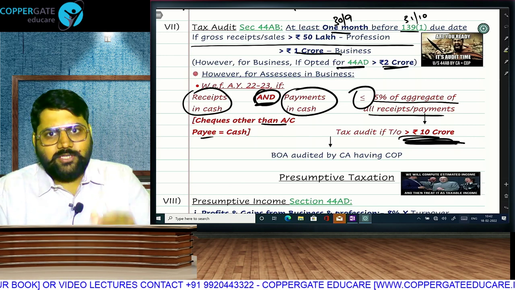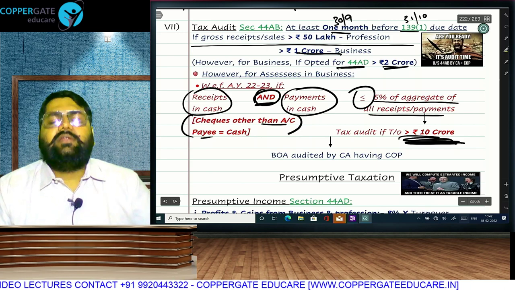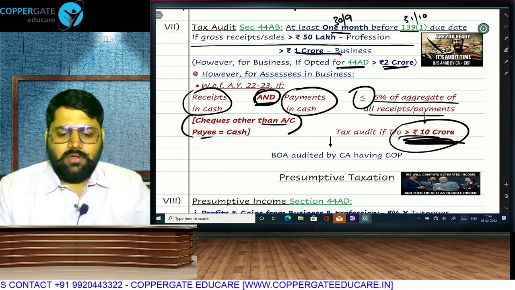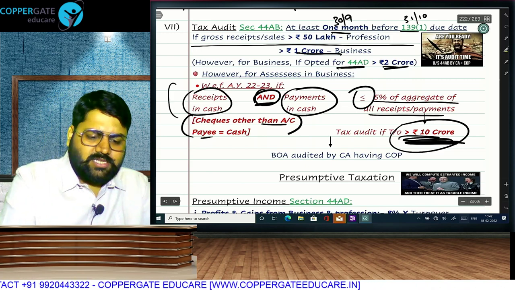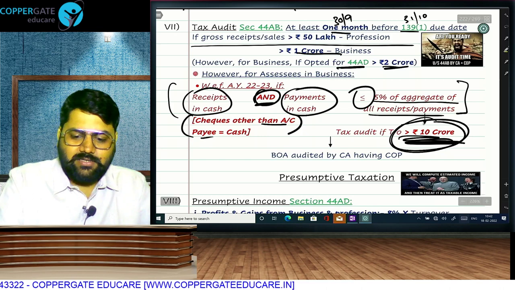So that also has to be within the limit. Check other, this is also an amendment: check other than account payee will be treated as cash. And the second amendment is this was 5 crore, increased to 10 crore. So this condition was already there last year. Last year only it was introduced. It was an amendment last year.